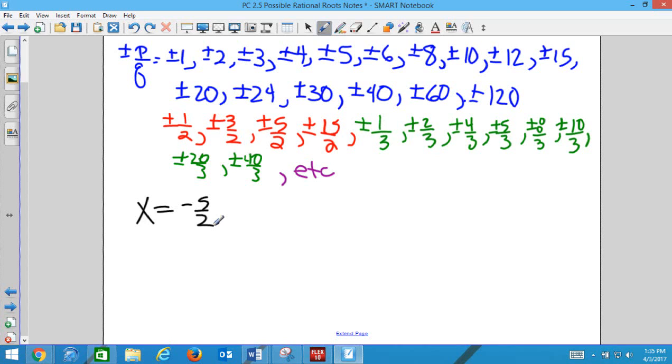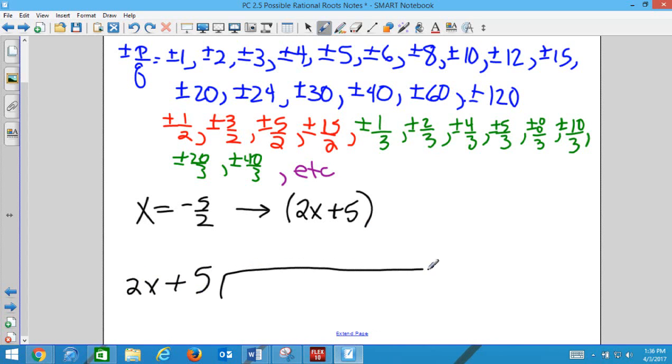All right, so I know that x equals negative 5 halves is one of my roots. That would be what as a factor? Give me 2x plus 5. Can I use synthetic division? Should I use synthetic division when it is 2x? No. Long division. Let's do long division. I told you I'm giving you an example that has everything that you could see in today's assignment, so this one you might have to use long division.